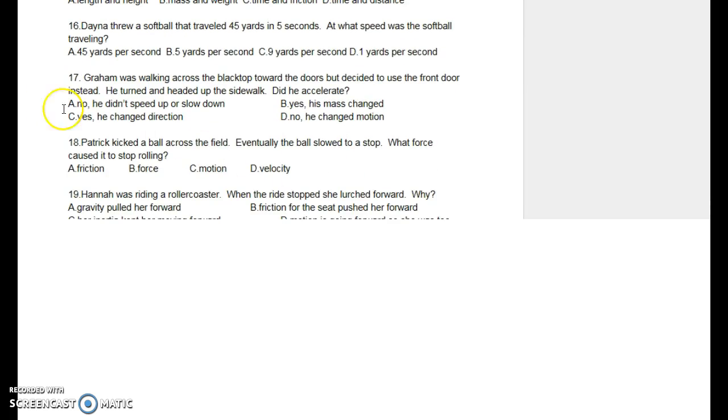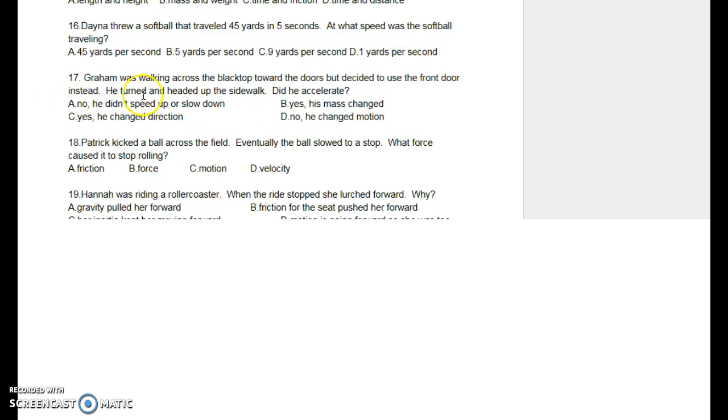Number 17. Dana threw a softball that traveled 45 yards in 5 seconds. At what speed was the softball traveling? 45 yards per second, 5 yards per second, 9 yards per second, 1 yard per second.